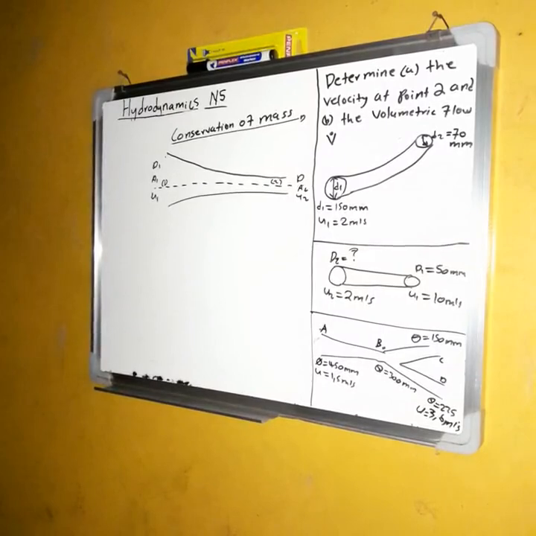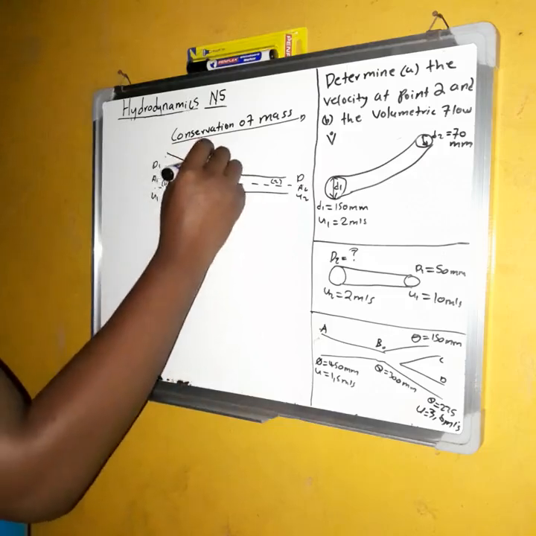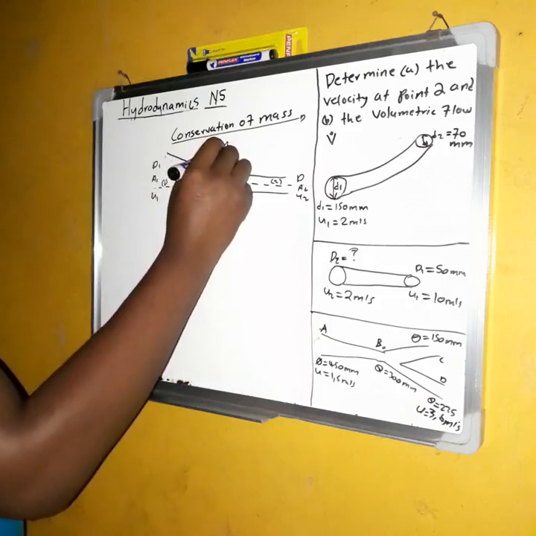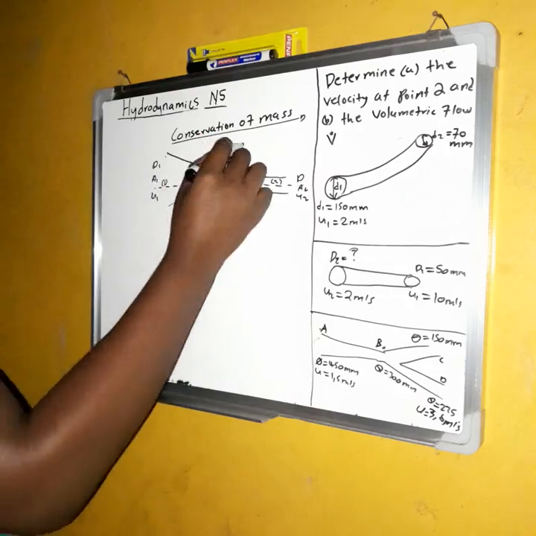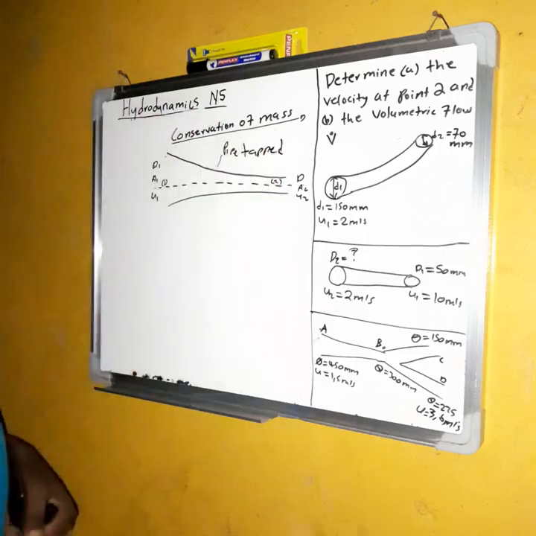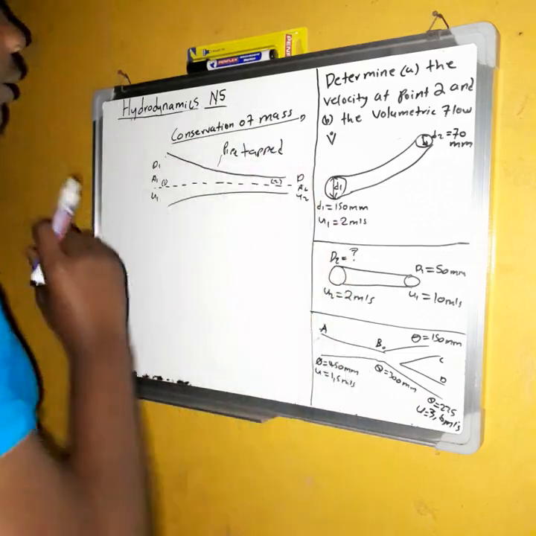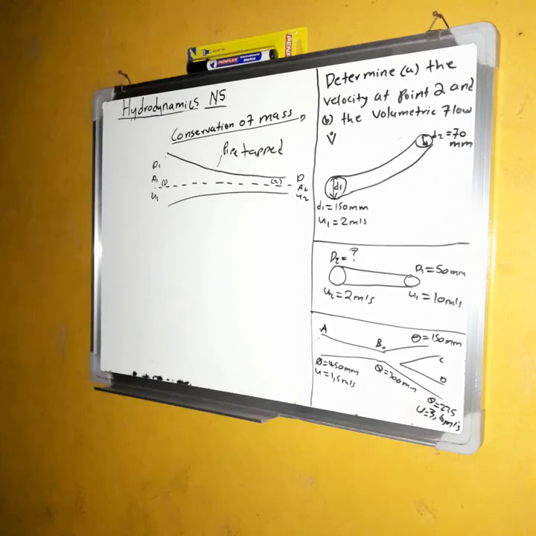Well, let's check the conservation of mass. Right. So the conservation of mass. Let's say we're given this is a pipe. You can say pipe tapered because it reduced the size. Alright, this pipe reduced the size.